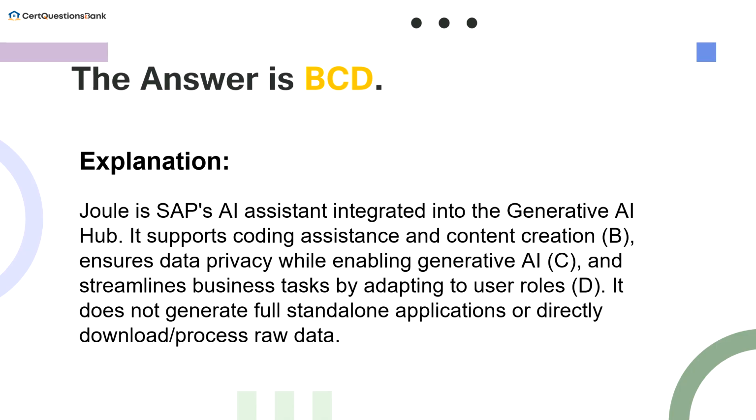Joule is SAP's AI assistant integrated into the Generative AI Hub. It supports coding assistance and content creation, B. Ensures data privacy while enabling generative AI, C. And streamlines business tasks by adapting to user roles, D. It does not generate full standalone applications or directly download and process raw data.